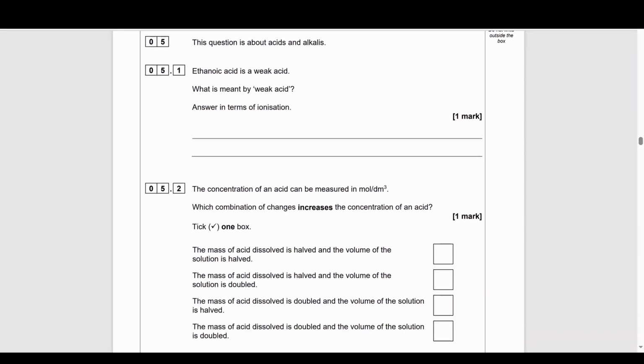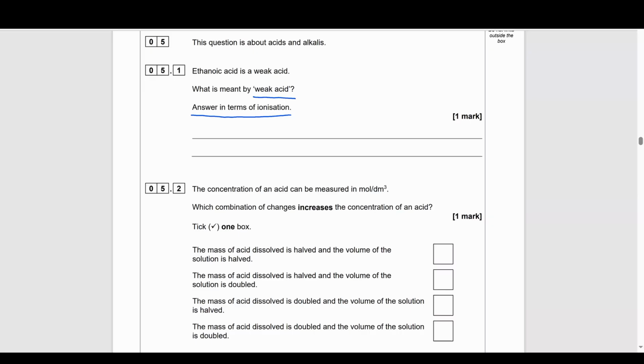Question 5. This question is about acids and alkalis. 5.1. Ethanoic acid is a weak acid. What is meant by a weak acid? Answer in terms of ionization. So it's a definition of a weak acid. You should know the definition of a strong acid and weak acid, but we need to just give weak acid now.